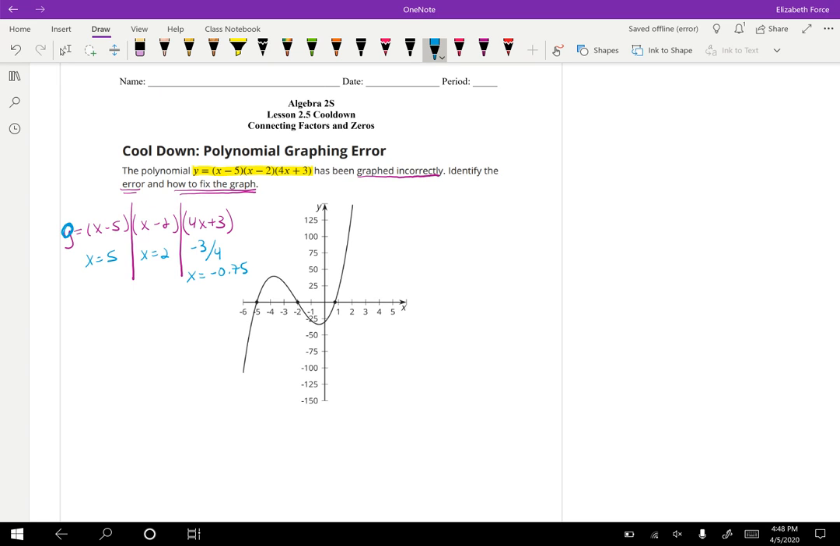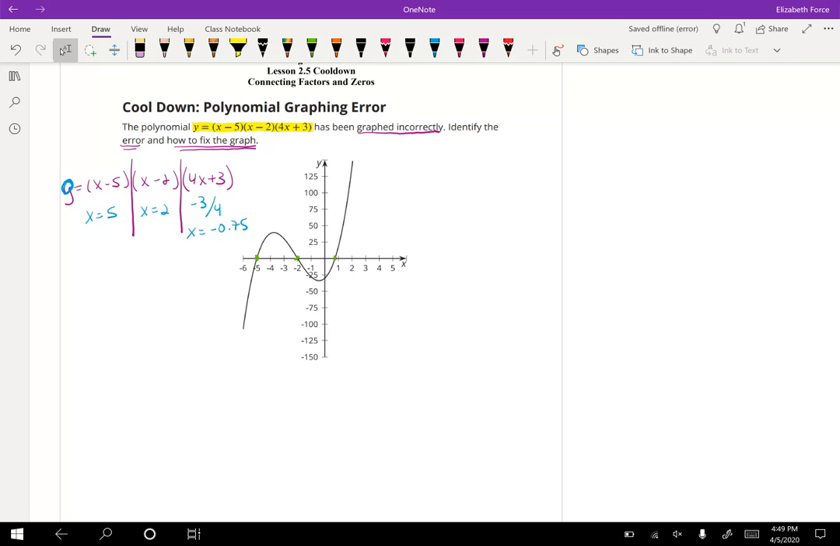If we take a look at this graph, there's definitely something wrong because this graph has an x-intercept at negative 5, which should be positive 5. It's got one at negative 2, which should have been a positive 2, and it's got one that appears to be at positive 3/4 instead of negative 3/4. So I know that the error is they graphed the x-intercepts incorrectly.